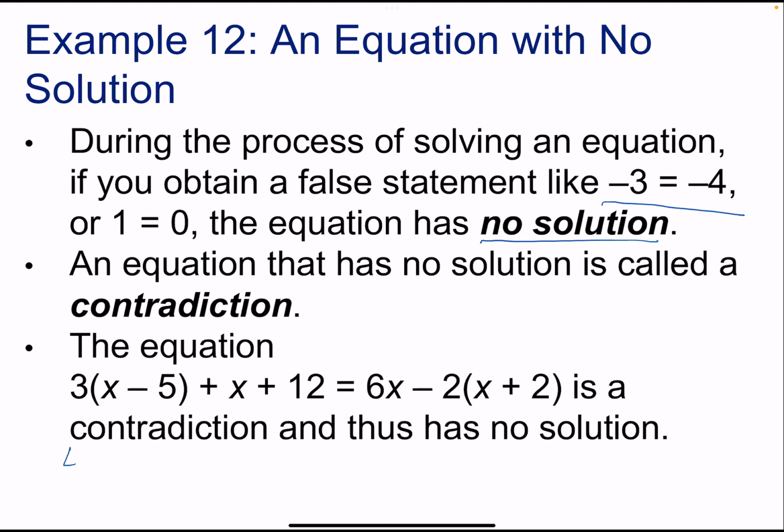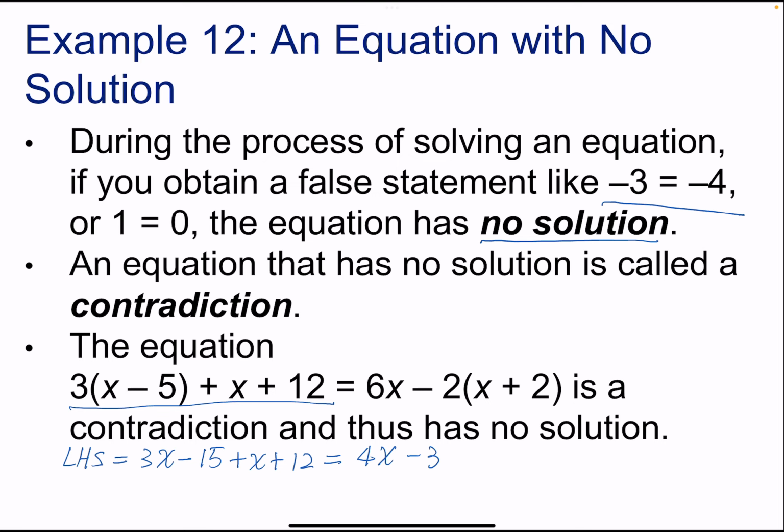On the left-hand side, let's look at the left-hand side. I have this, right? So if I simplify it, I would first expand or remove the parentheses. So I have 3 times x, that's 3x, minus 3 times 5, that's 15, plus x plus 12, right? So if I combine like terms, 3x plus x, that's 4x, and then I combine negative 15 plus 12, that's negative 3. So the left-hand side is that.